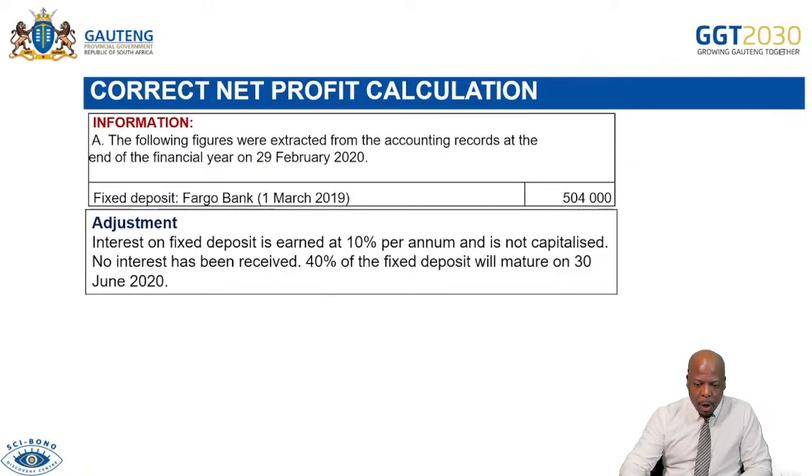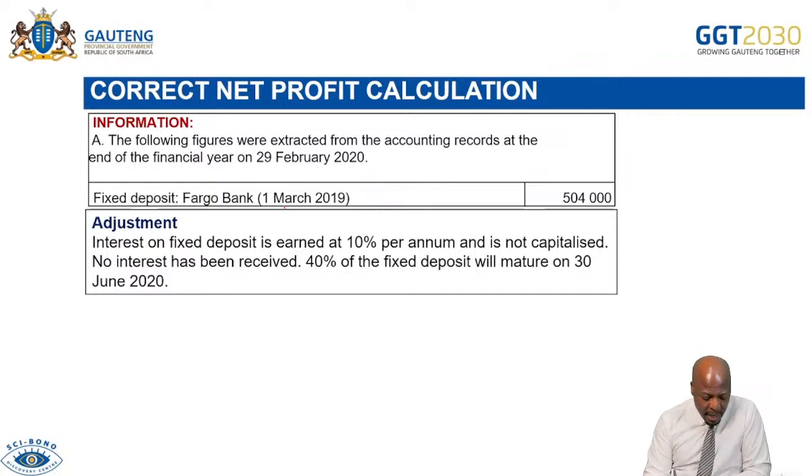And then you come here, we will then begin with the very first adjustment. So the first one then reads, the following figures were extracted from the accounting records at the end of the financial year on 29 February 2020.